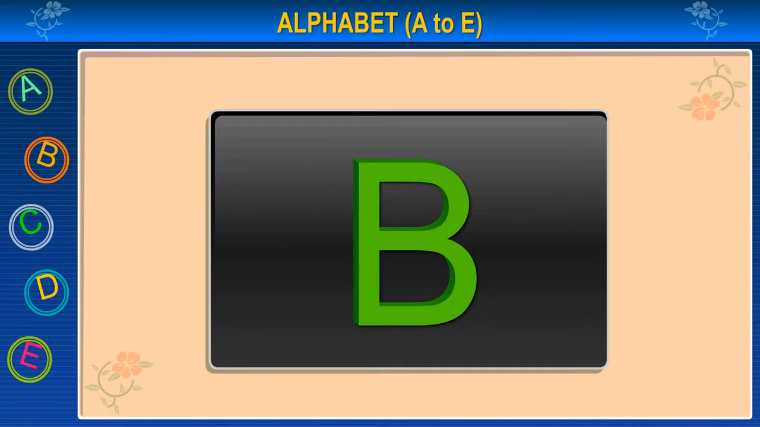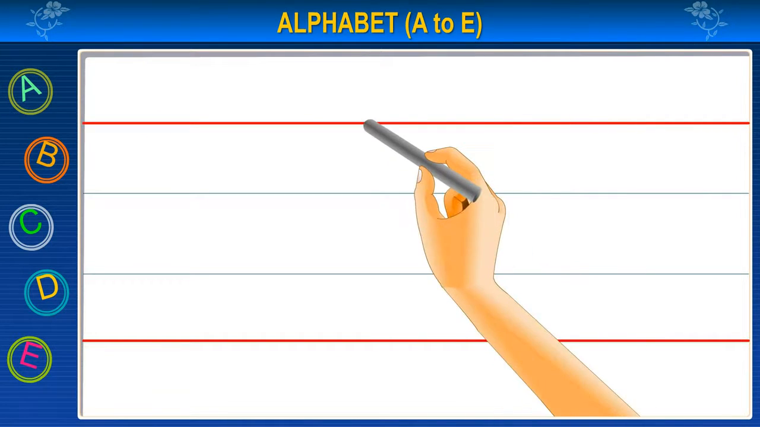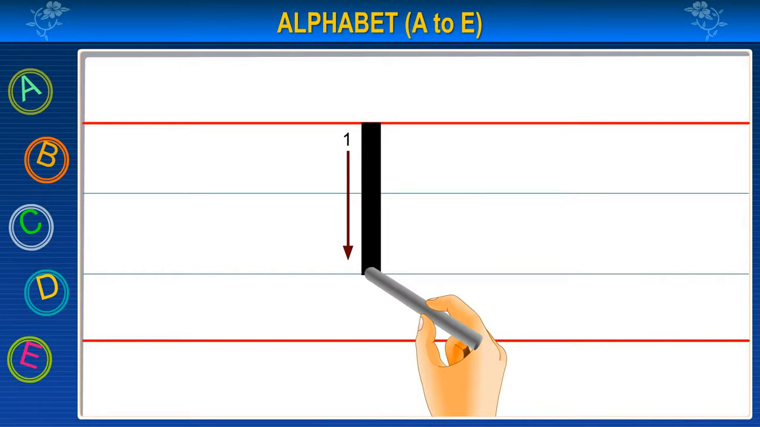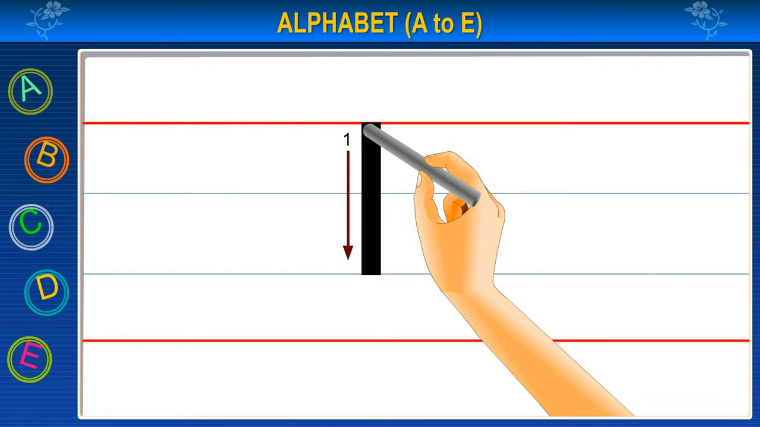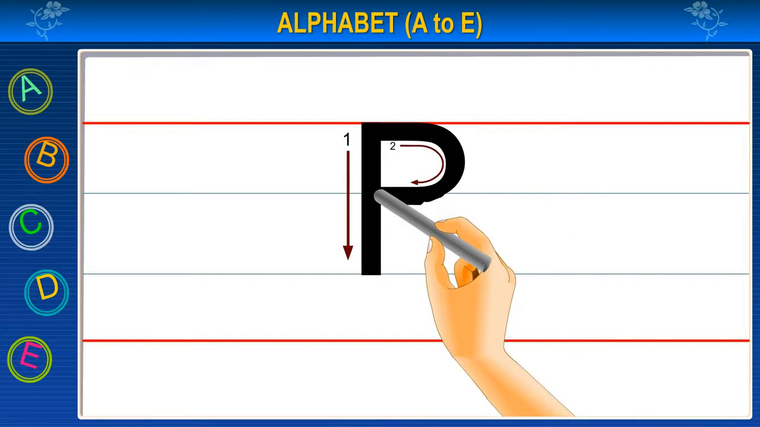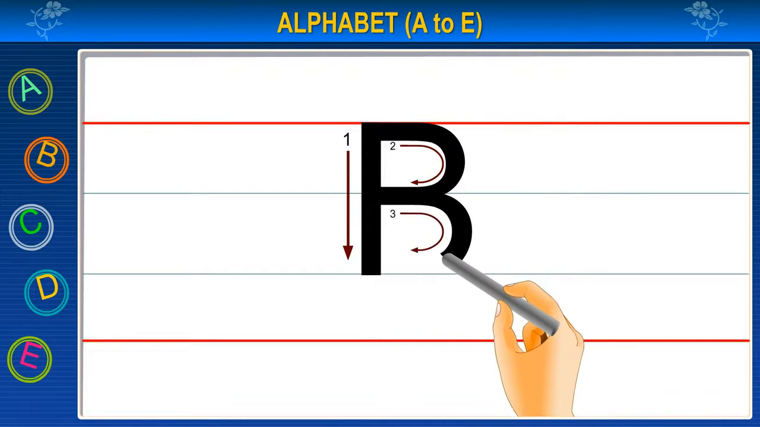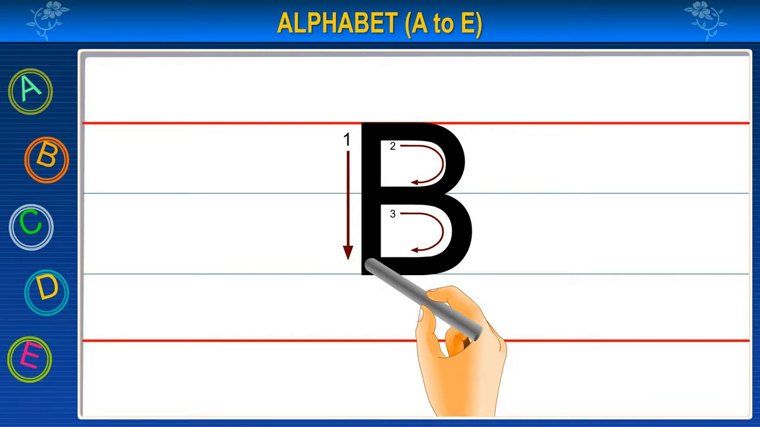Capital B. Draw a standing line between first red line and second blue line. From top of the standing line, draw a left curve to middle of the standing line. From there, draw another left curve to reach the end of the standing line. This is capital B.